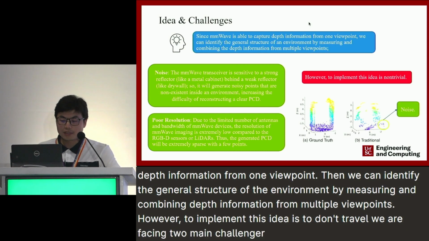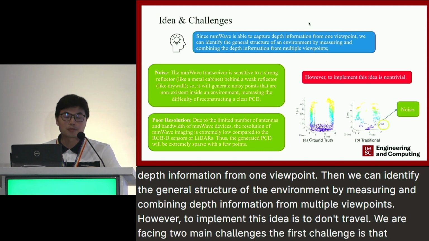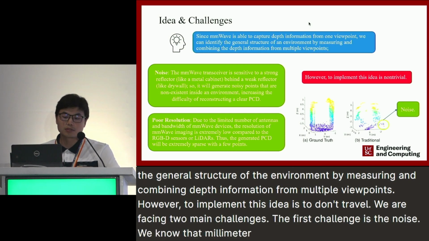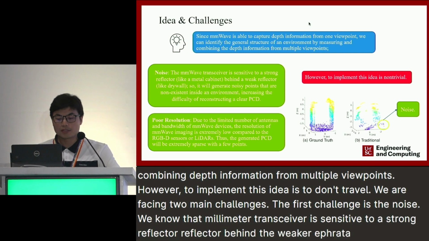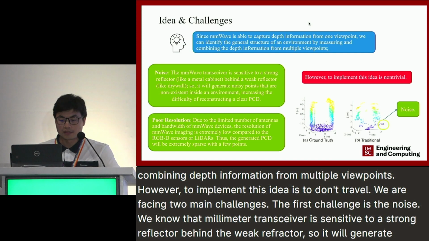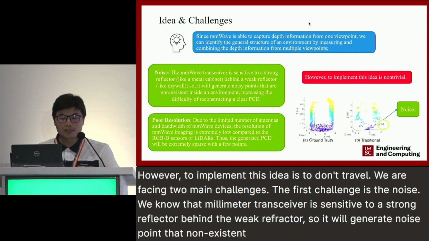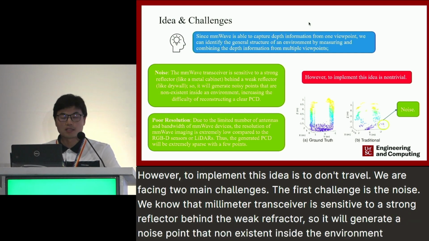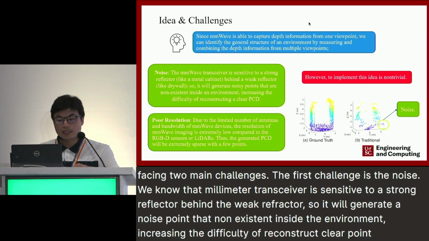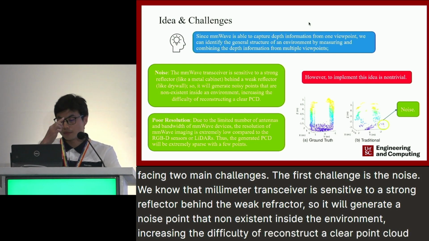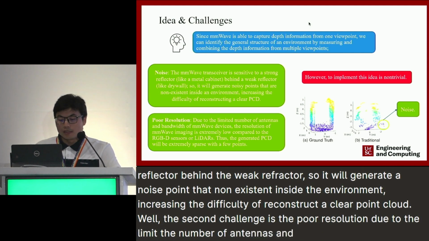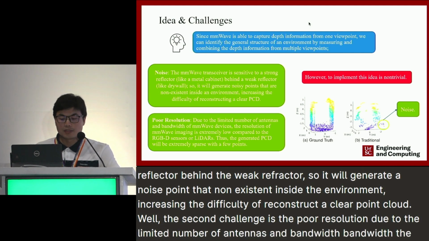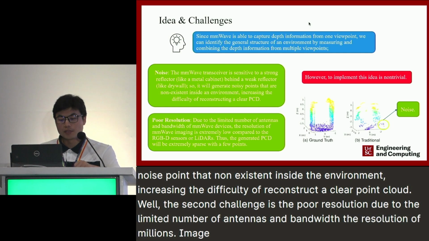The first challenge is noise. We know that a millimeter wave transceiver is sensitive to a strong reflector behind a weak reflector. So it will generate noise points that do not exist in the environment, increasing the difficulty of reconstructing a clear point cloud. The second challenge is poor resolution. Due to the limited number of antennas and bandwidth, the resolution of the mmWave image is extremely low, and the generated point cloud could be extremely sparse.